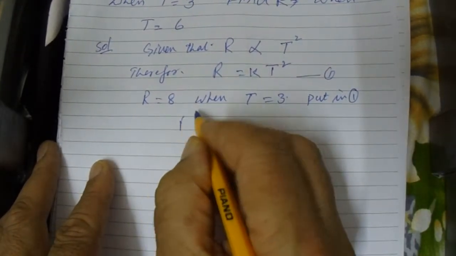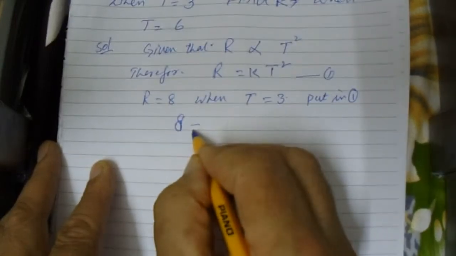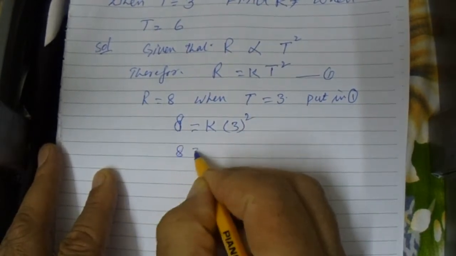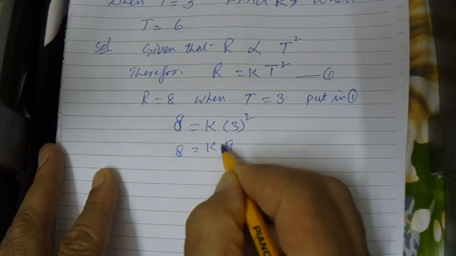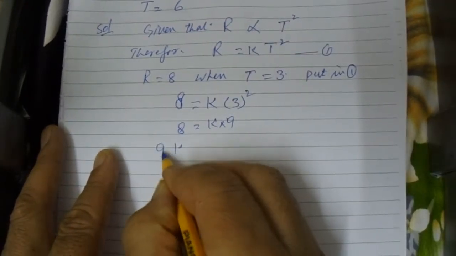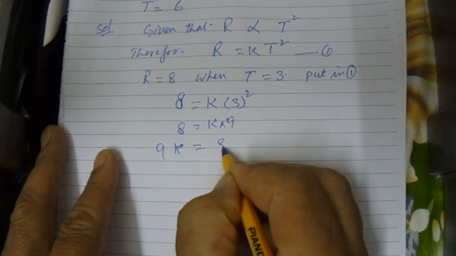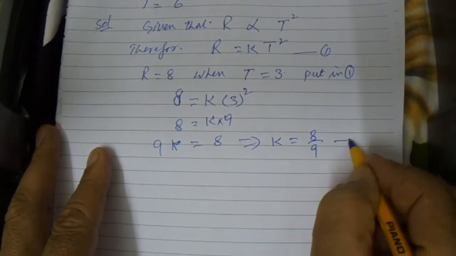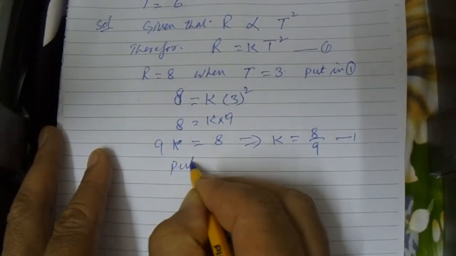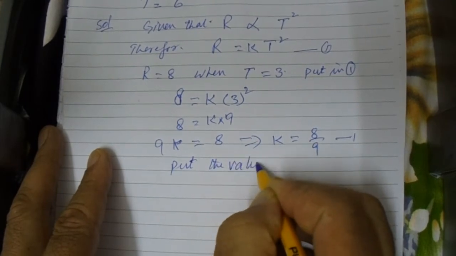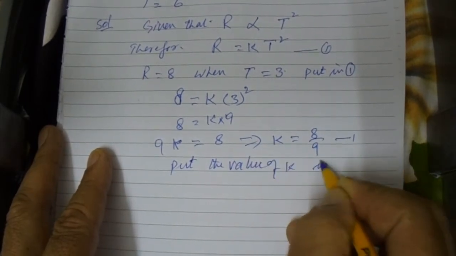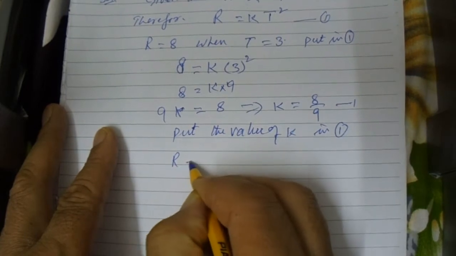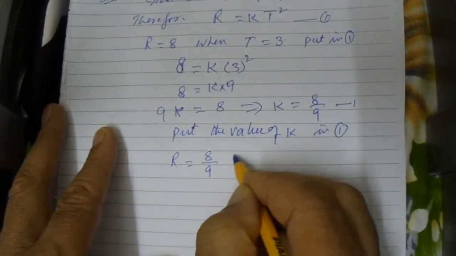We write R is equal to 8. This is equal to k and 3 square, so 8 is equal to k into 9. We write 9k is equal to 8, or here k is equal to 8 by 9. Now put the value of k in 1, and write R is equal to 8 by 9 t square.